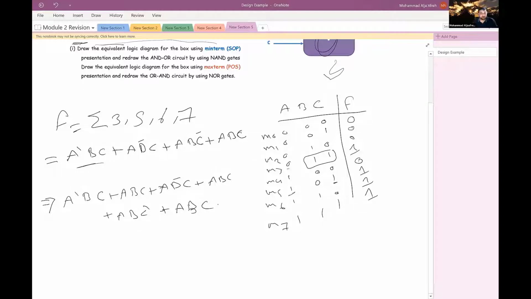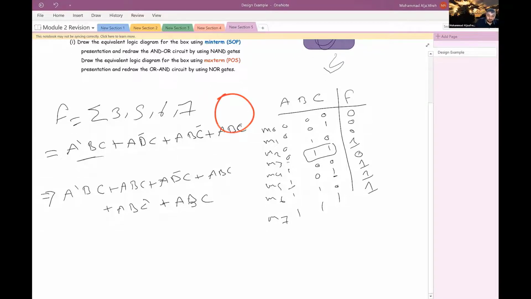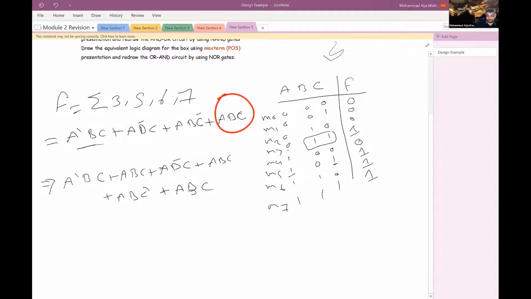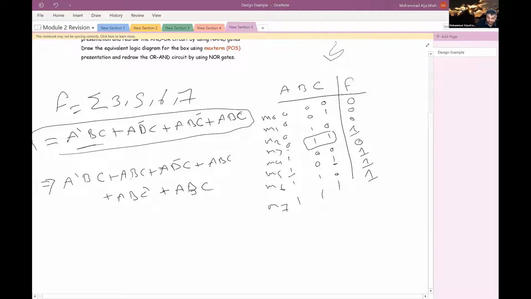Now, he might ask me, you repeated ABC multiple times. Yes, is the equation the canonical form? Yes, this is the canonical form. Now this one, I repeated ABC 3 times. Why did I repeat ABC 3 times?